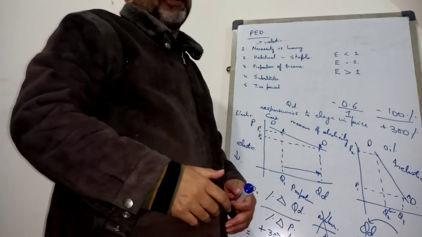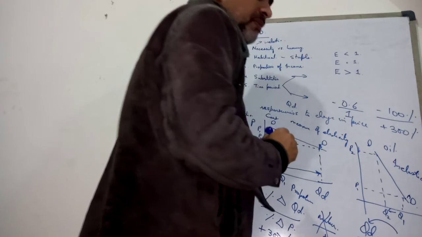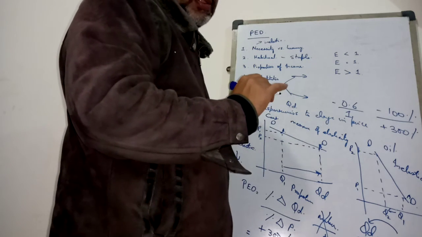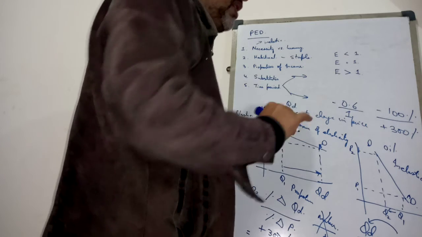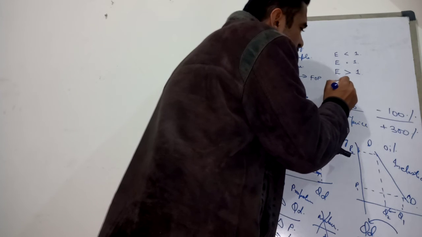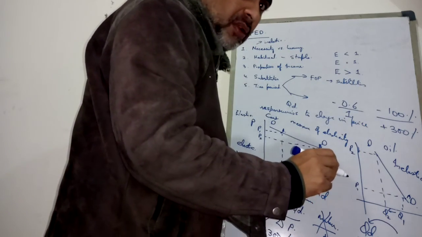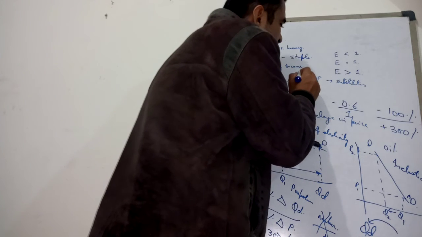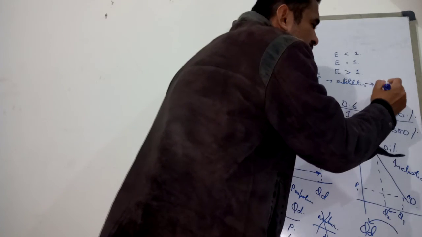Time period is a very interesting thing. Time period is a double-edged weapon. It can have two impacts. In the short run, we do not have substitutes. There is a situation where in the short term, we do not have substitutes. In the long run, what do we do? We bring in more factors of production and we develop substitutes. So where there are no substitutes in the short run, what's going to happen? Demand will be inelastic. But when substitutes are developed in the long run, demand becomes elastic.